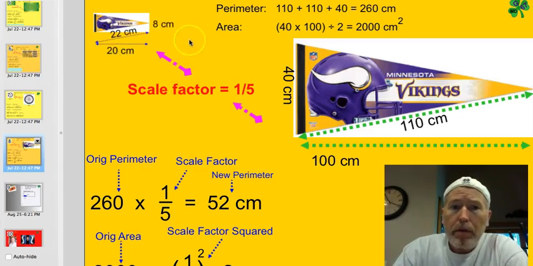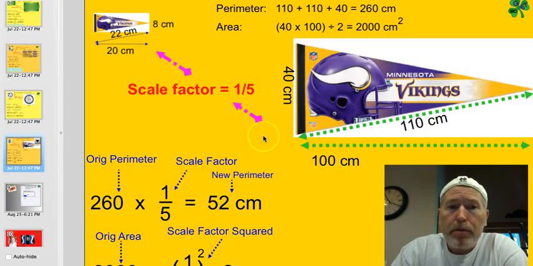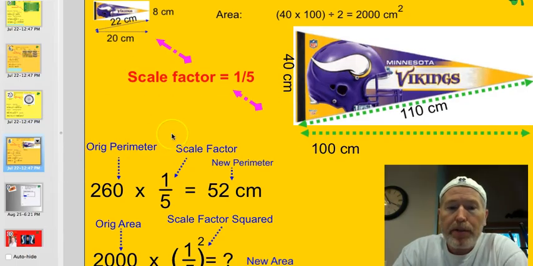So, if you got that, you did pretty well. I threw in these new dimensions here. You know, we could just divide these sides by 5. 40 divided by 5 would be 8. 110 divided by 5 would be 22, and the new height would be 20 centimeters.